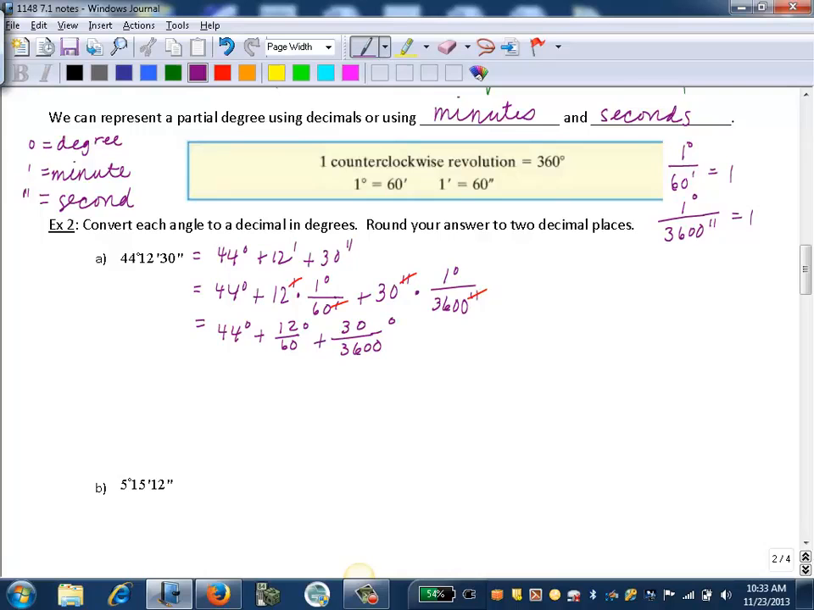And now if we want to change this to decimal form, we can just convert these fractions into decimals. So we have 44 degrees plus 12/60 if we enter into our calculator, or if we just reduce the fraction, that's 0.20. And 30 over 3,600, if we enter that into our calculator, we get 0.01 degrees. So if we add up all of these, we will get our decimal form of 44.21 degrees. So 44 degrees, 12 minutes, and 30 seconds is equivalent to 44.21 degrees.